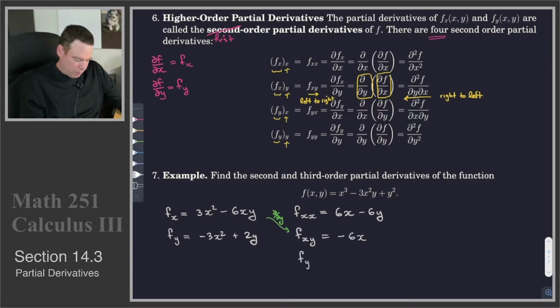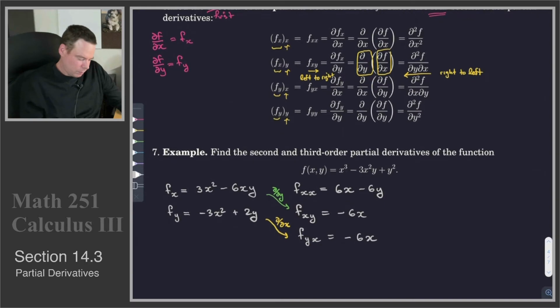Alternatively, we could take f sub y and differentiate it with respect to x. So that's this one, where we are differentiating with respect to x. And what do we get in this case? We get negative 6x. And then we get the derivative of 2y with respect to y is 2. So there's our 4 different second order partial derivatives.